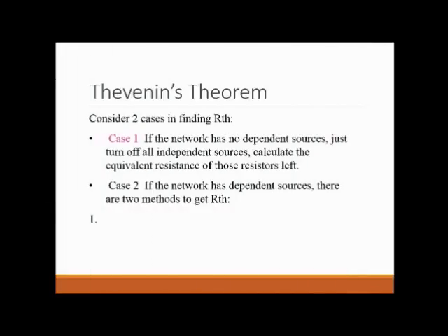Now Thevenin's theorem has several cases, like consider two cases in finding RTH. The first case is if the network has independent sources: just turn off all the independent sources and calculate the equivalent resistance of those resistors left. That means if the network has no dependent sources, that is, they are not dependent on any other, they are independent sources, just turn off all the independent sources and calculate the equivalent resistance of those resistors left. If the network has a dependent source, that is, something dependent on current or voltage, there are two methods to get this RTH.